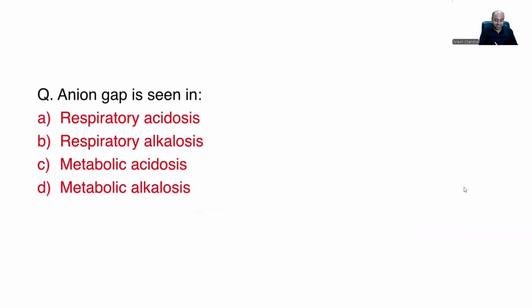So the last question in the series, an anion gap is seen in which type of acid-base disorder? Your options are respiratory acidosis, respiratory alkalosis, metabolic acidosis, and metabolic alkalosis. I'm sure all of you know that metabolic acidosis with anion gap is a very, very important entity. You have two conditions: metabolic acidosis with increased anion gap, and metabolic acidosis with normal anion gap.